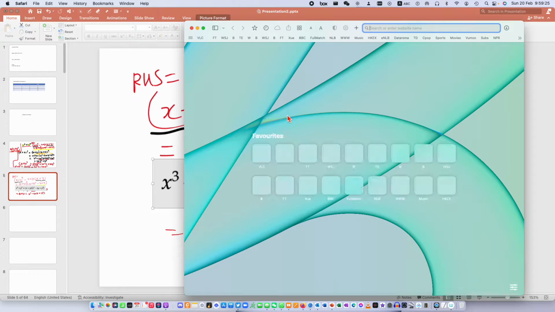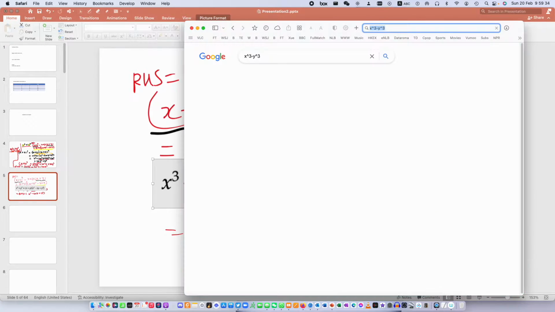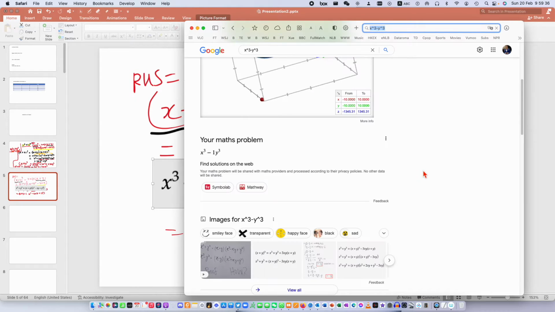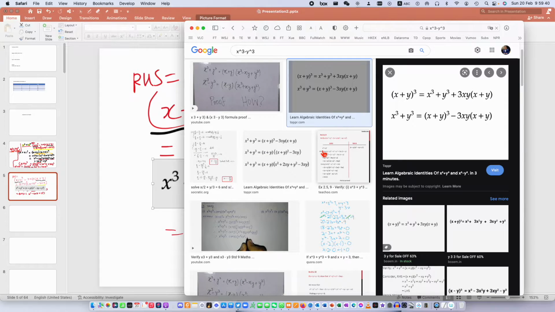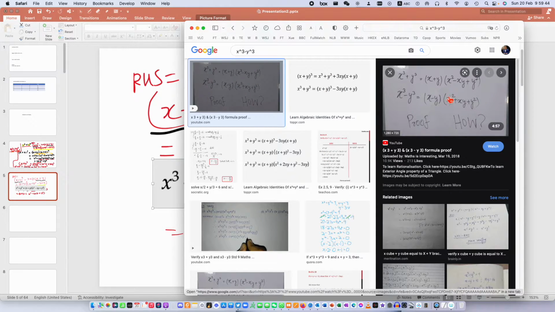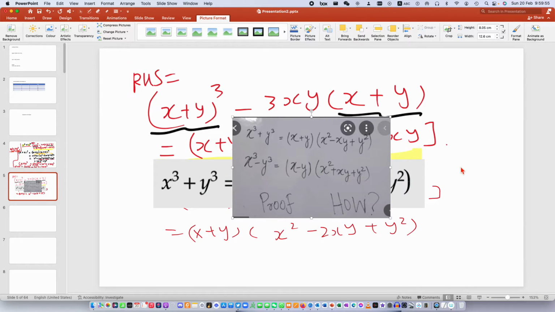So we can just quickly go to Google. Then Google will give us the answer. Over here. Okay, so just crop it out, x and y. So you don't have to go through it yourself.